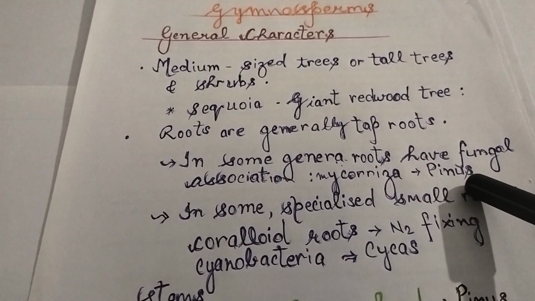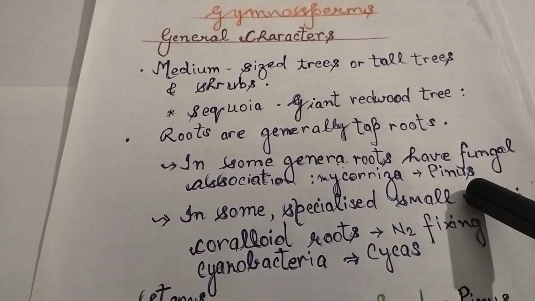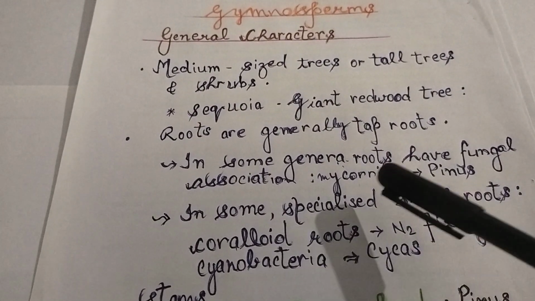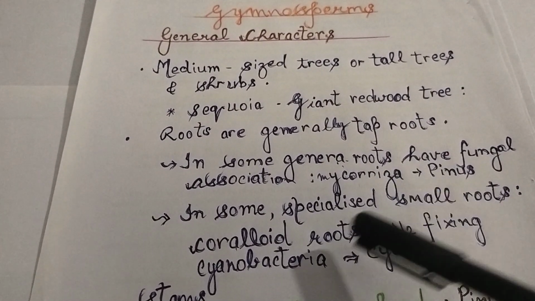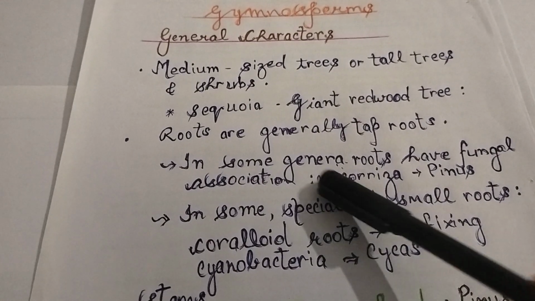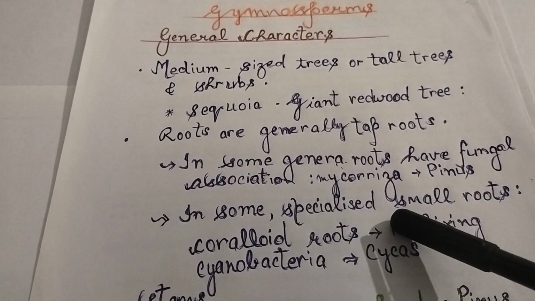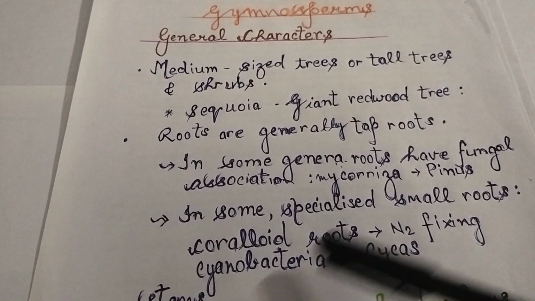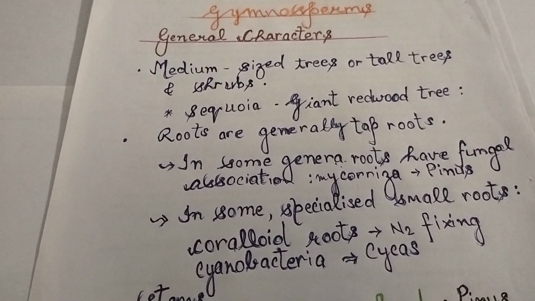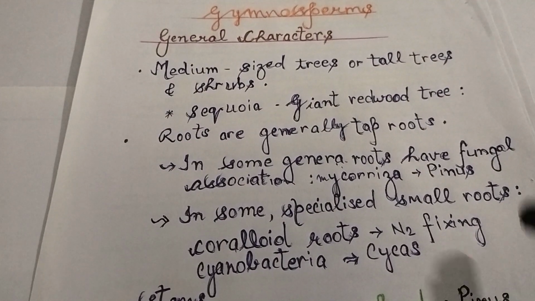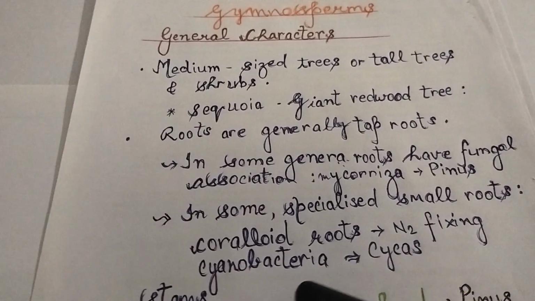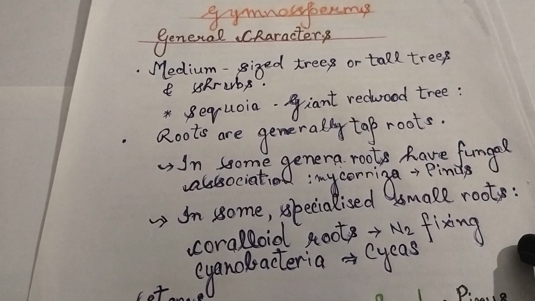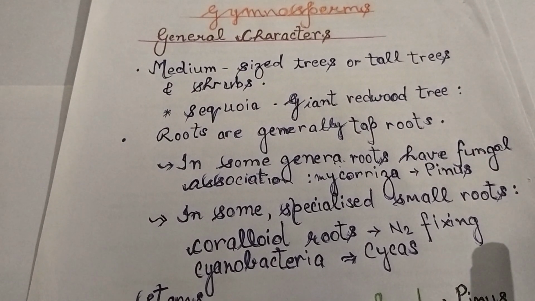Example, Pinus. Pinus is a gymnosperm. It is in association with fungus. Remember, it is a symbiotic relationship, and that is known as mycorrhiza. In some cases, for example Cycas, see, Cycas and Pinus are the gymnosperms, specialized small roots are present.